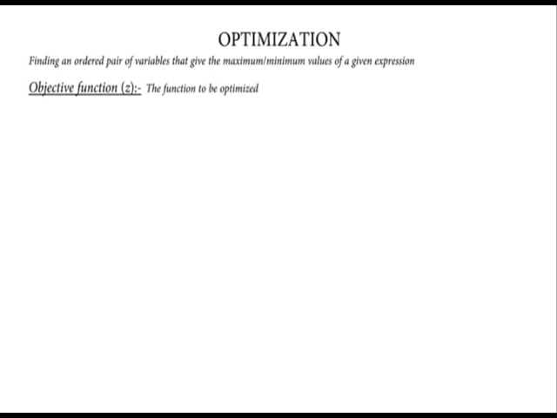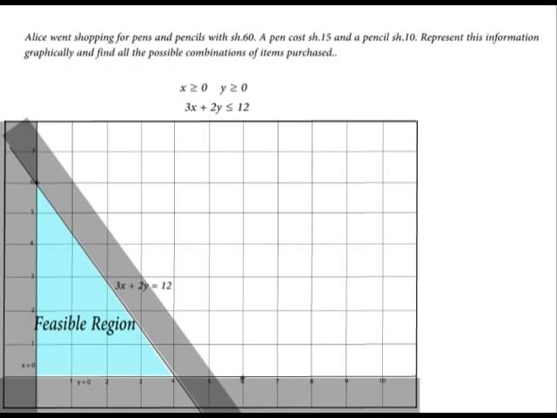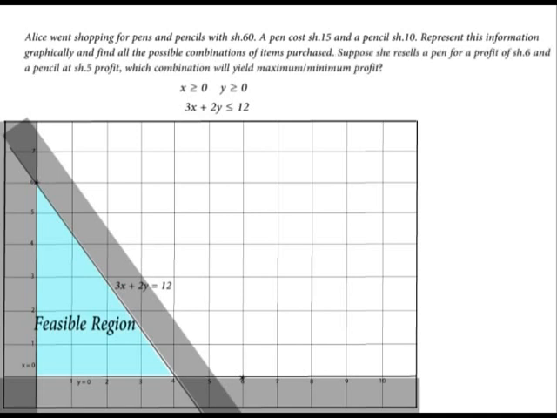How do we come up with the objective function? Let's go back to the first question. We have the constraints for Alice's shopping of pens and pencils. Suppose Alice buys the pens and pencils to go and sell at her shop at a profit. And let's say that a pen sells at a profit of 6 shillings and a pencil a profit of 5 shillings. What combination of her purchases will yield the maximum or the minimum profit?